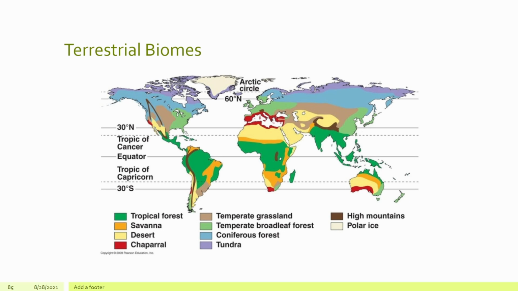Around the equator is where we see most of the tropical forests. Tropical forests tend to give way to savannas and then deserts. We find most of the coniferous forests and tundras further up north. And then areas that have chaparral are going to be some of the most dry, but tend to be near a coast.